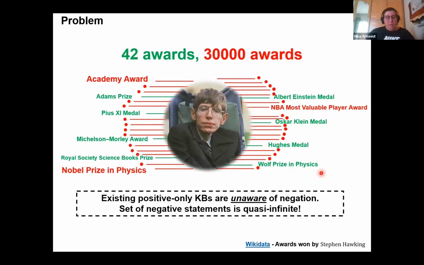Now imagine even a bigger relation like spouse. So during his lifetime he was married to 2 or 3 people. Now imagine that you want to add every other person that was not married to Stephen Hawking, and that's billions of people. So the solution is not very feasible.